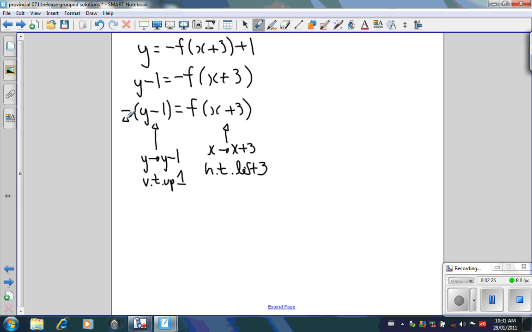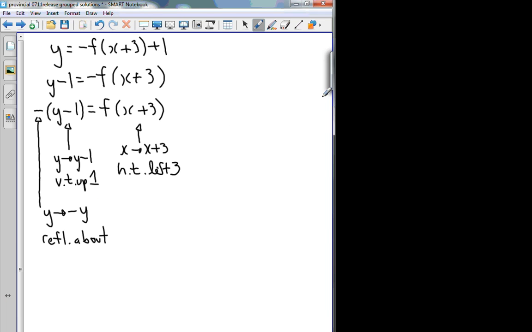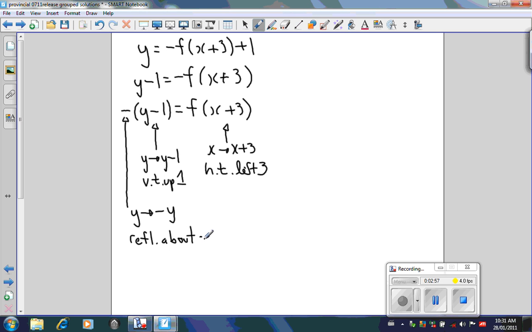And this one over here is perhaps the most interesting one, and the reason I put it outside of these brackets here is, I'll show you in a second, but this is a transformation that takes y to minus y, and that's a reflection about the x-axis. Sorry about that.